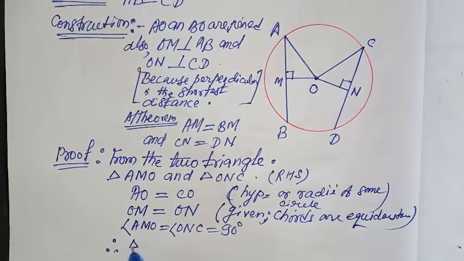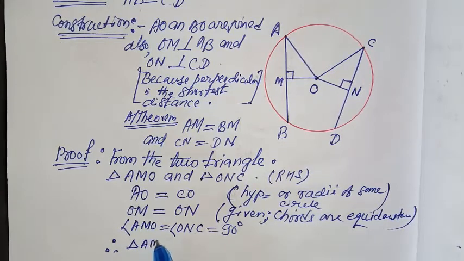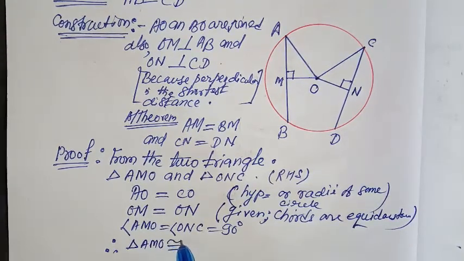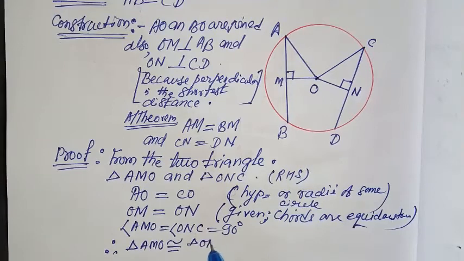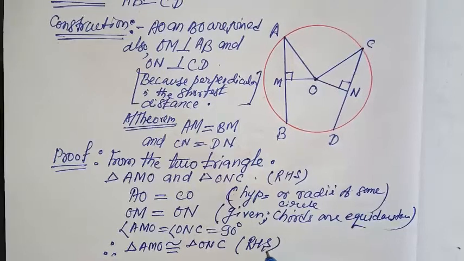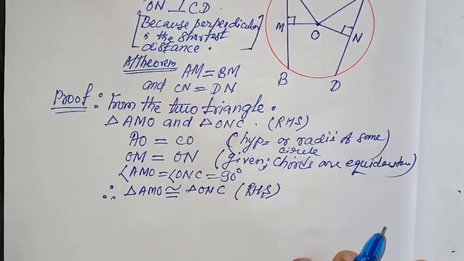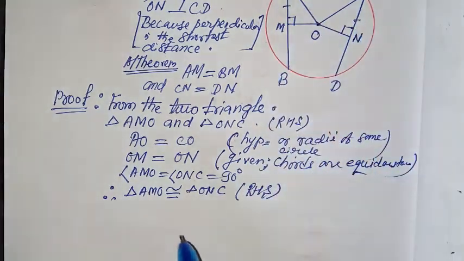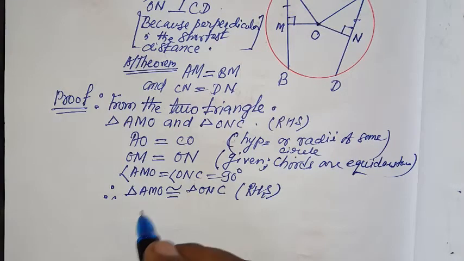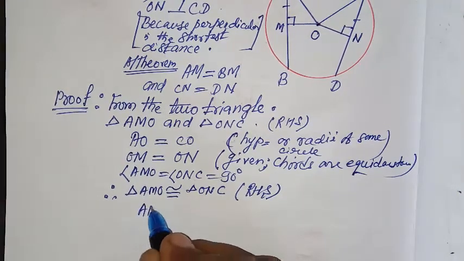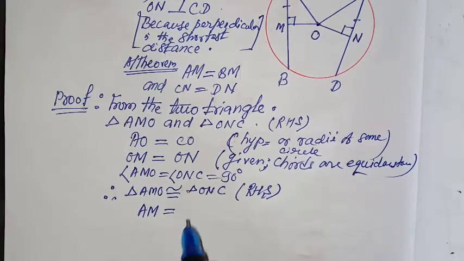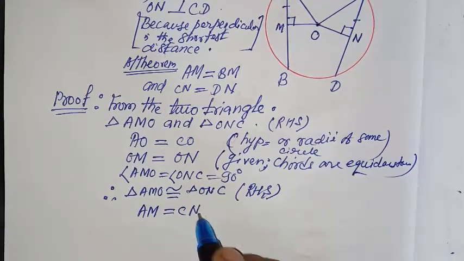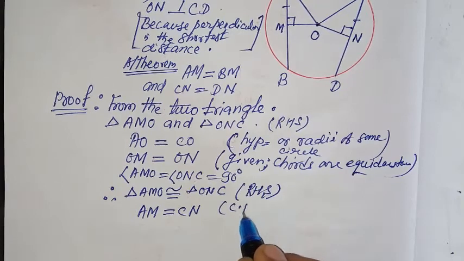Therefore, our proof is over. Triangle AMO, we are getting congruent to triangle ONC, RHS. After completing this, we are getting these two are equal. This and these are equal. Okay. So, here see. AM equals to CN. This one is CPCT.